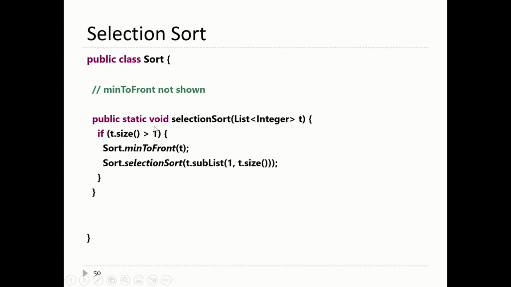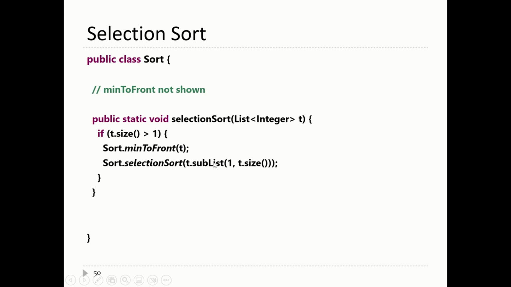If your list is bigger than size 1, then you might have to sort the list. So how do you sort it? Well, I move the smallest element in the list to the front, and then I selection sort the rest of the list. And so there's selection sort in 3 lines, assuming you already have min to front implemented. Strange, but true. This does in fact work.